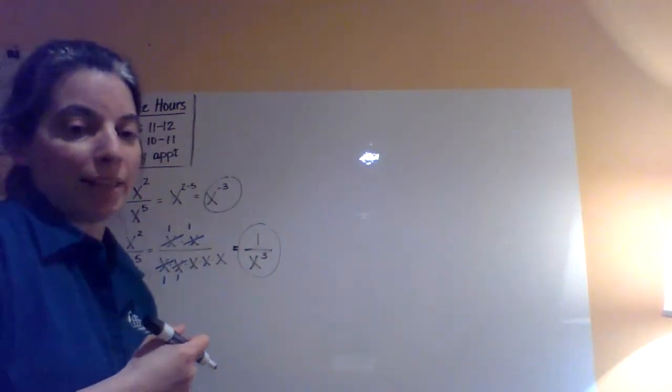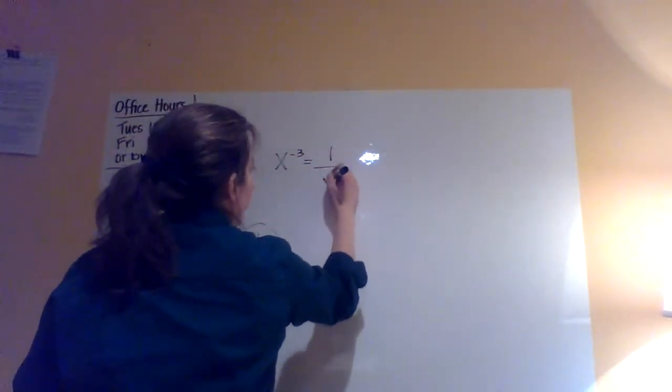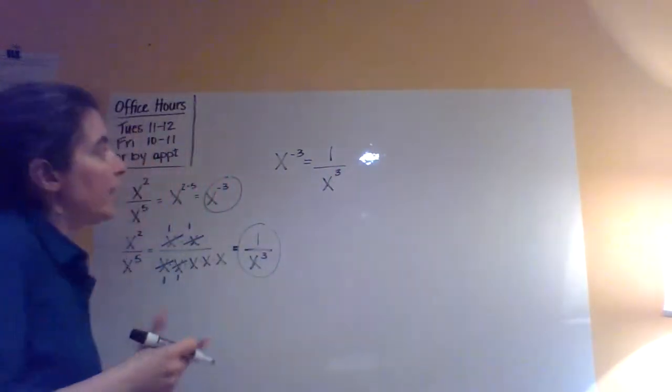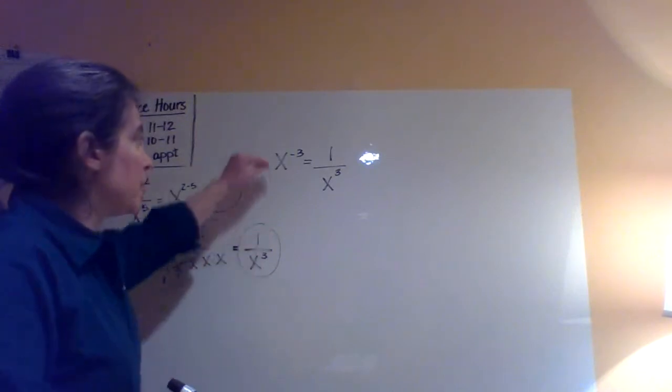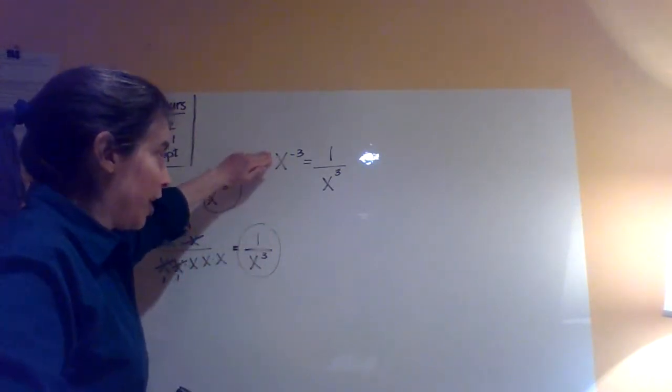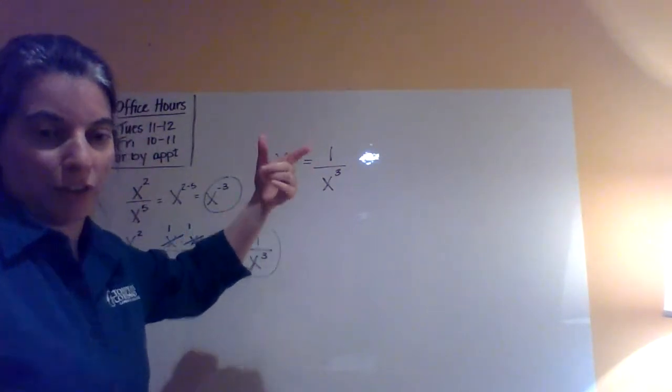So that's one of my examples there: x to the negative third equals 1 over x to the positive third. And that's what our negative exponent rule tells us, that if an exponent is negative in the numerator, it will be positive in the denominator, or vice versa.